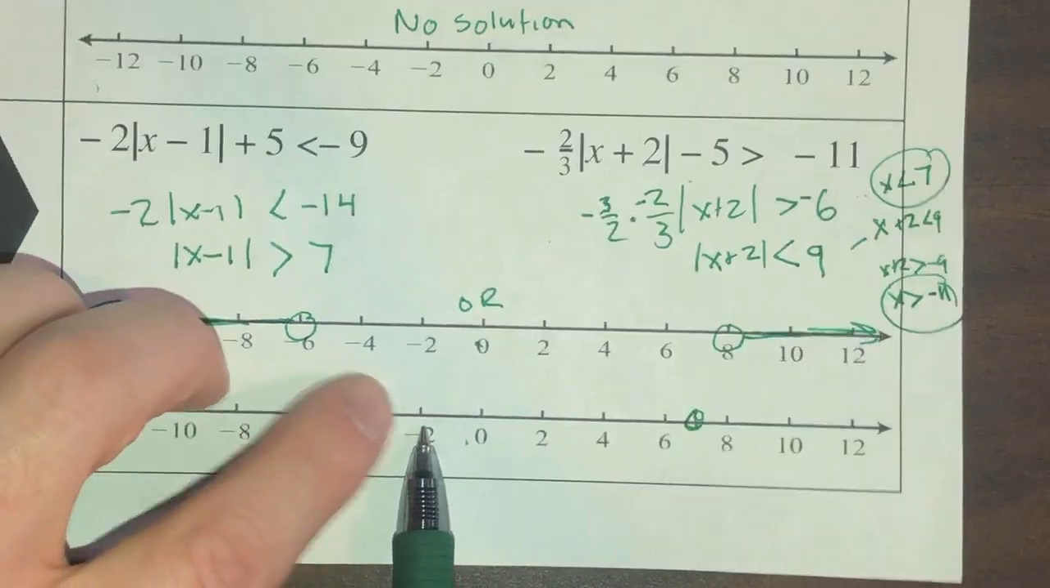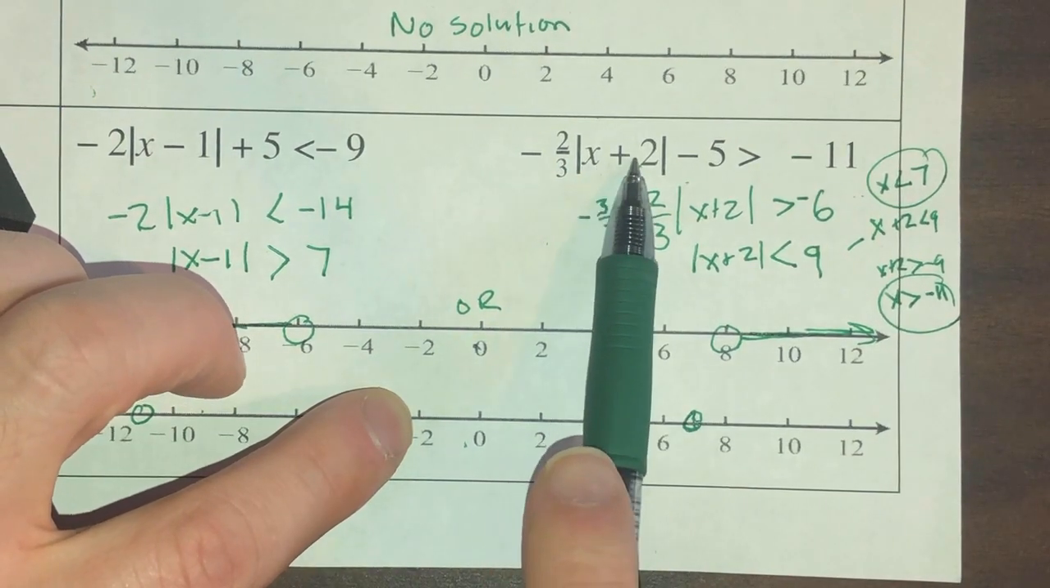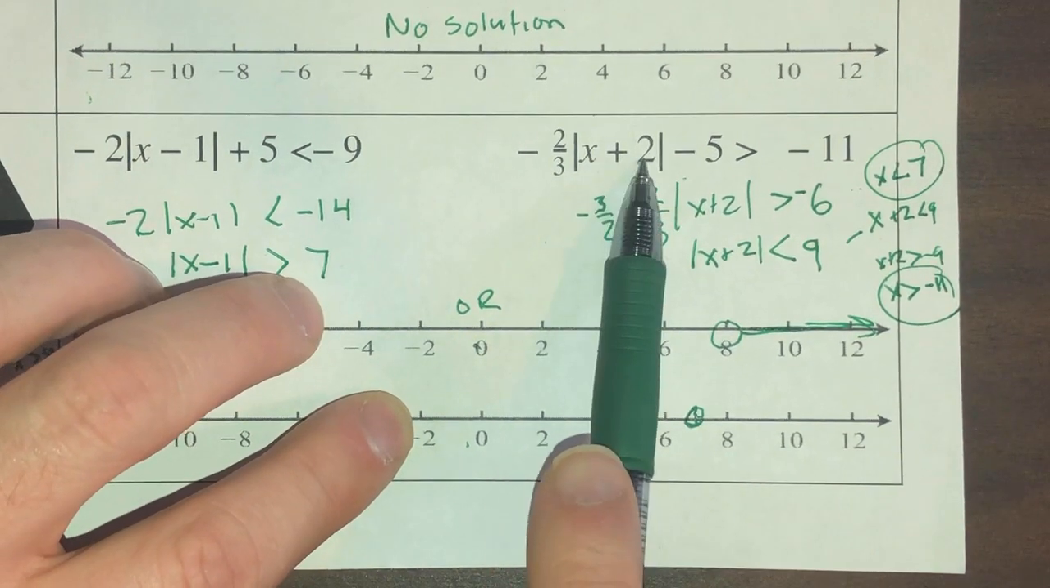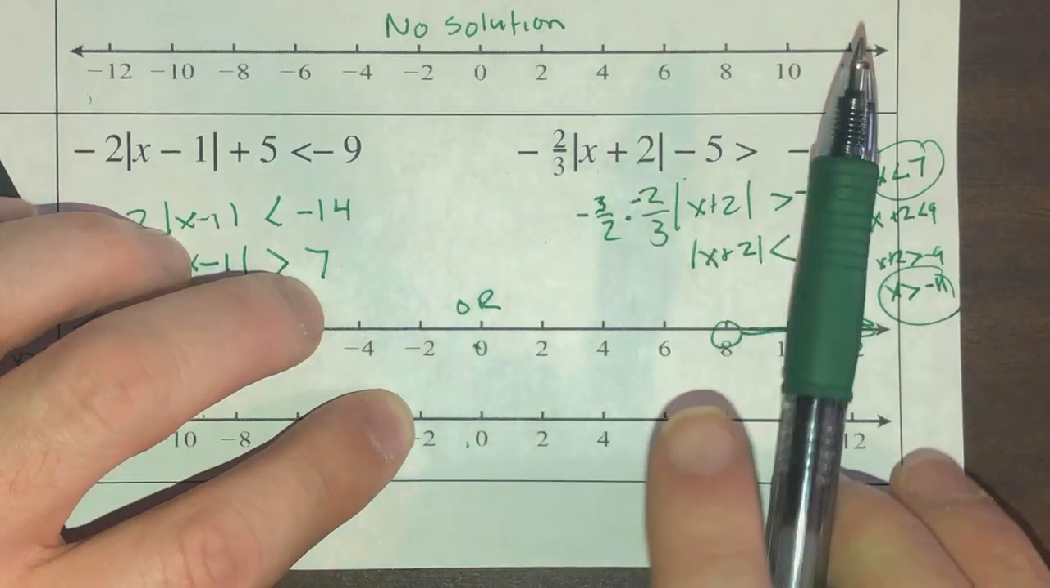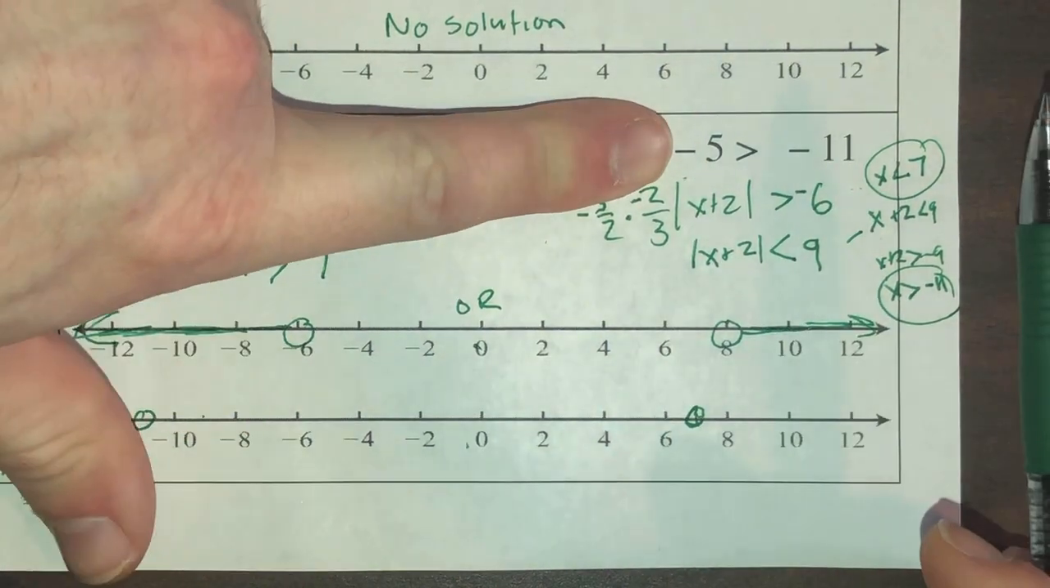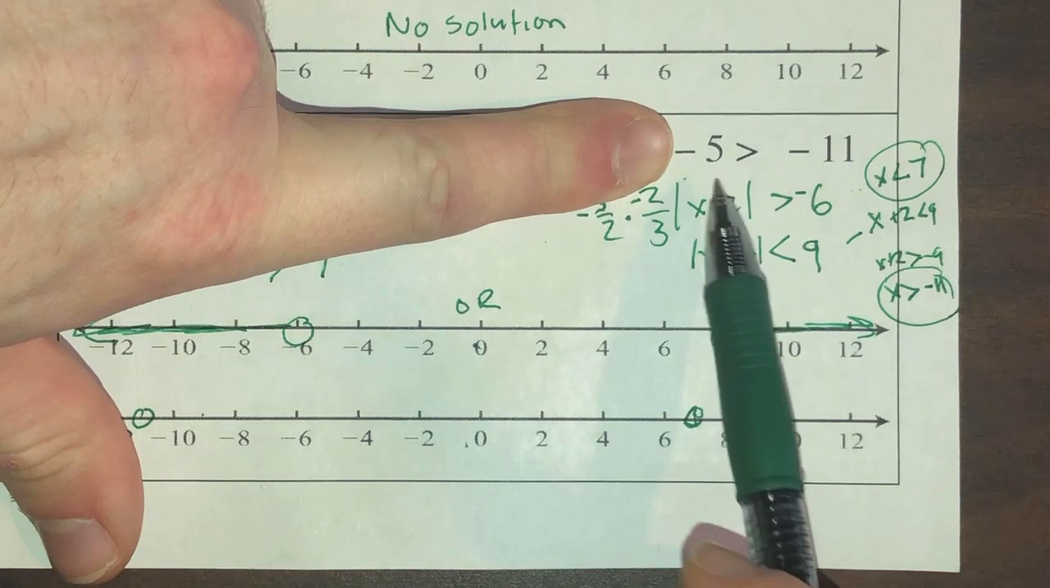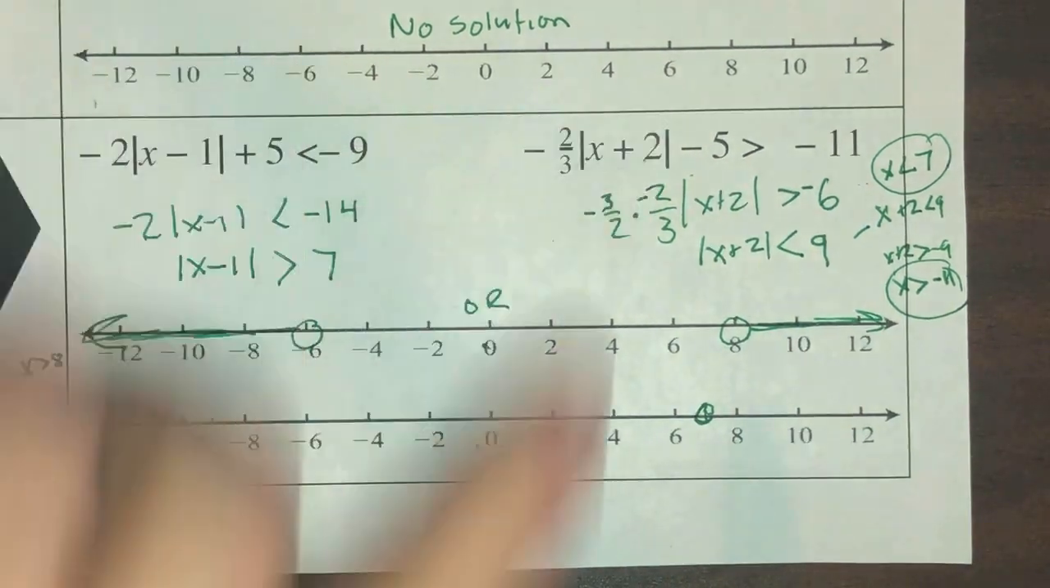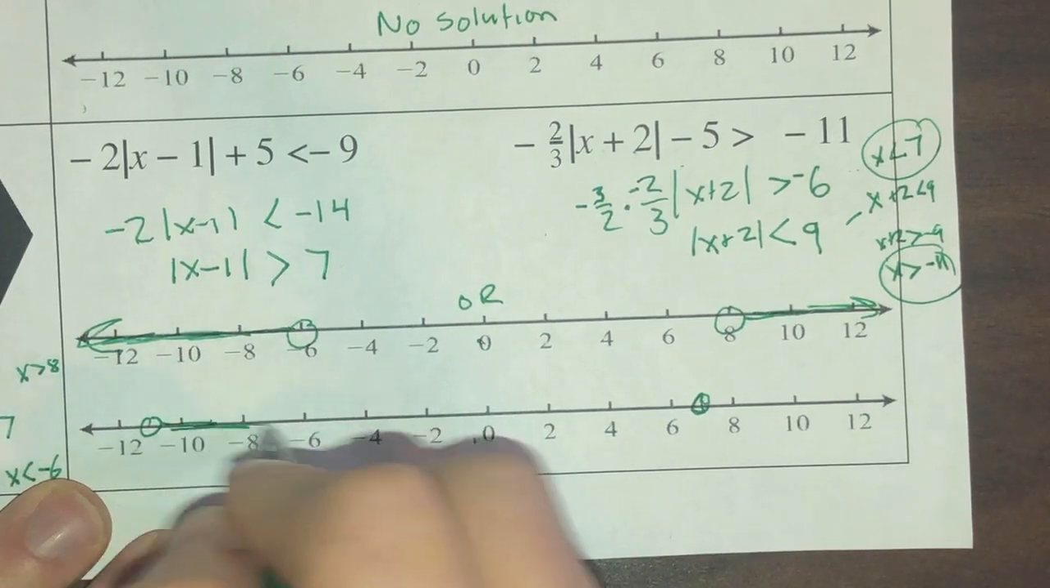Let's say I plug in negative 2. Let's make it easier for myself. Negative 2 plus 2 is 0. Absolute value of 0 is 0. Negative 2/3 times 0 is 0. Is negative 5, which is all that's left, more than negative 11? Definitely is. So that would indicate you're shading as an AND.